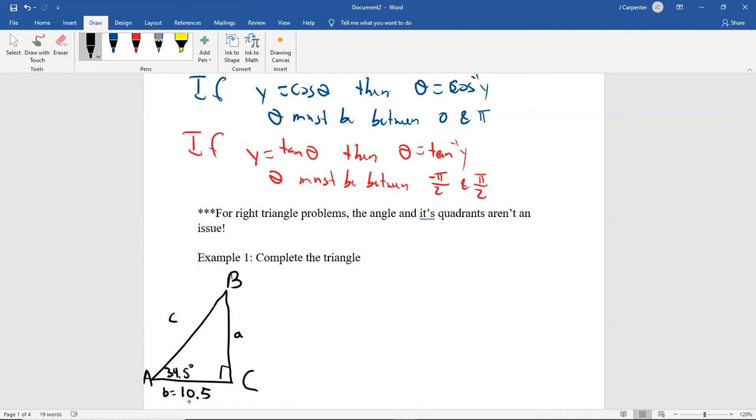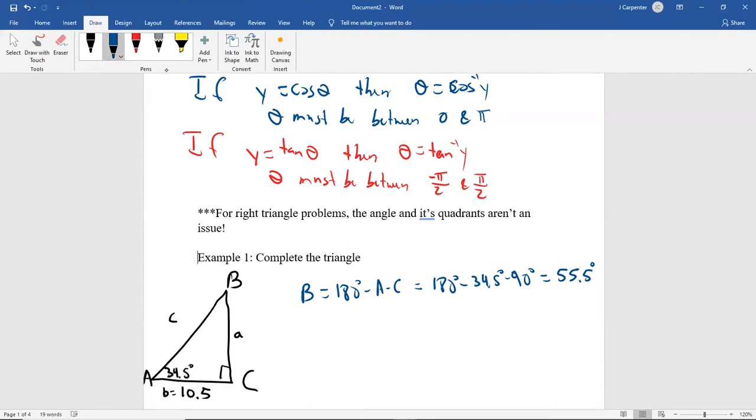All right, well, the easiest thing to find first would be angle B. We know that the sum of the interior angles of a triangle is 180 degrees. So angle B should be 180 degrees minus angle A minus angle C, which is 180 degrees minus 34.5 degrees, and then angle C was the right angle of 90 degrees. And when you do that subtraction, you will get 55.5 degrees. So that's angle B. Now we have all three of the angles. That's the easiest thing to do.